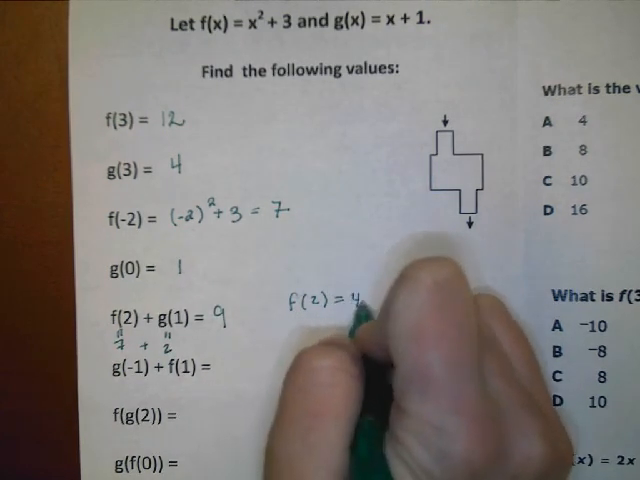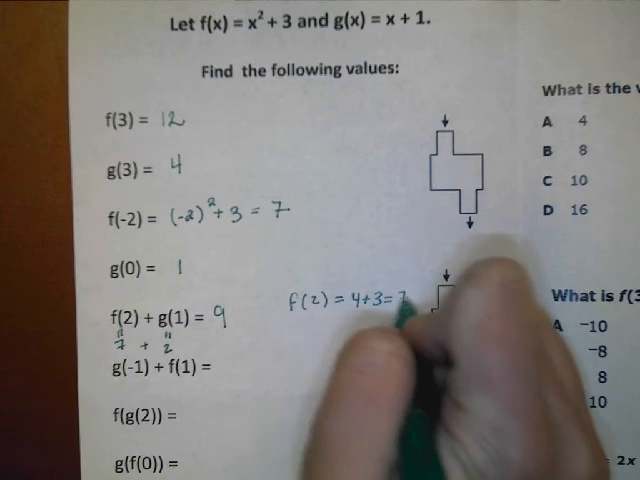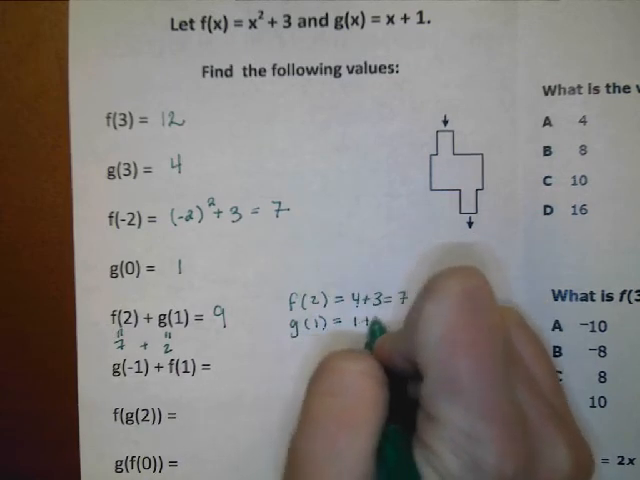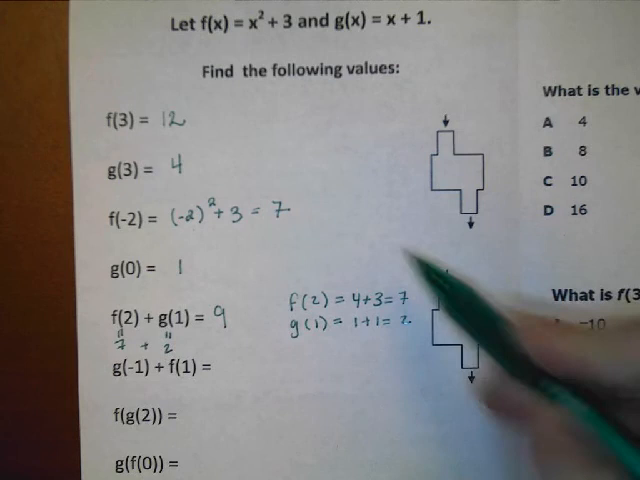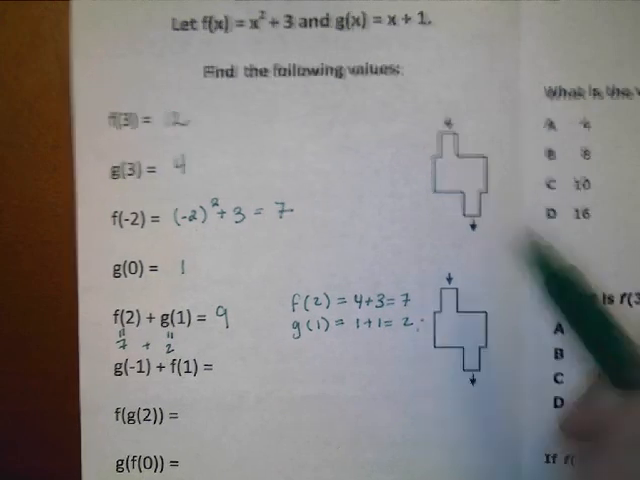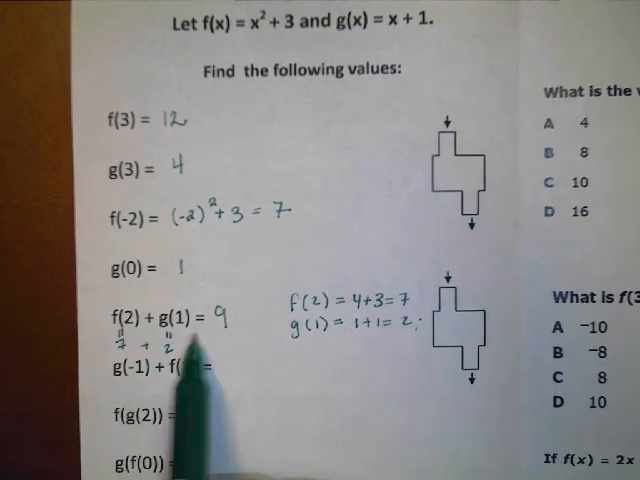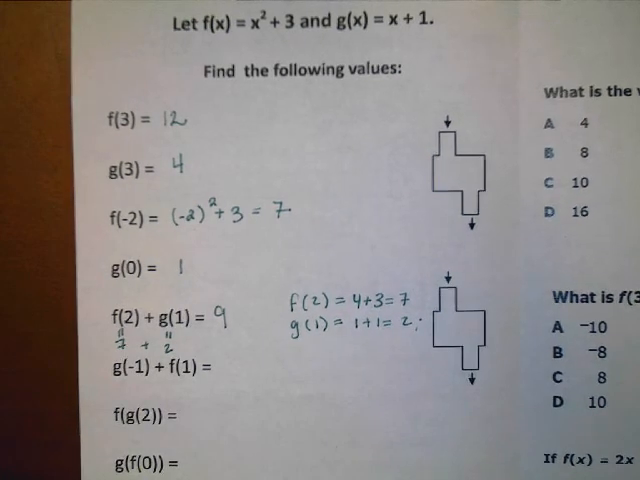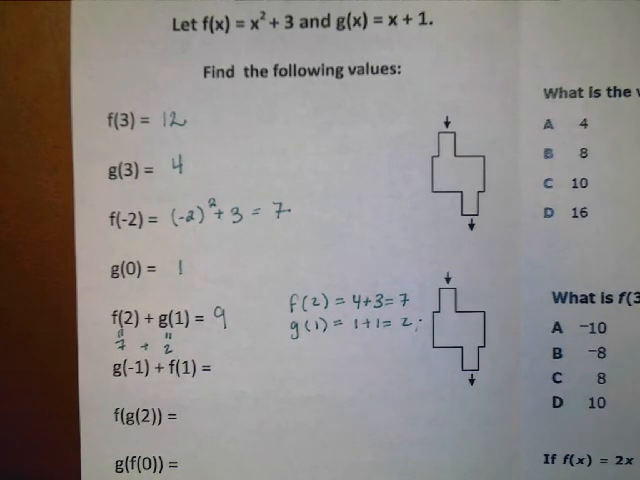So f of 2 is 4 plus 3, which is 7. And g of 1 equals 1 plus 1, which is 2. So you're adding these two values together. F of 2 plus g of 1. F of 2 is 7, g of 1 is 2.